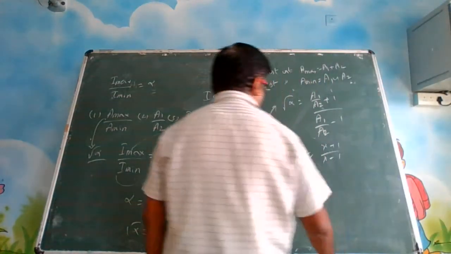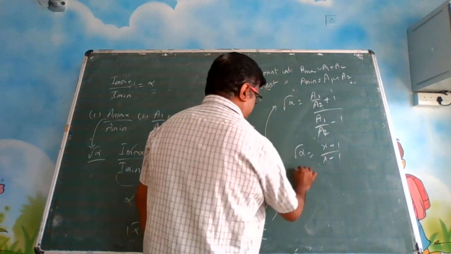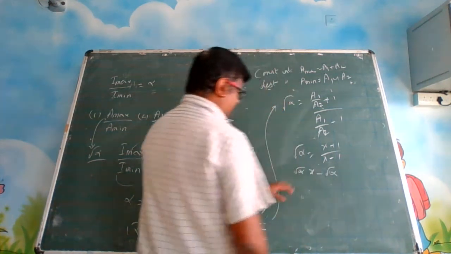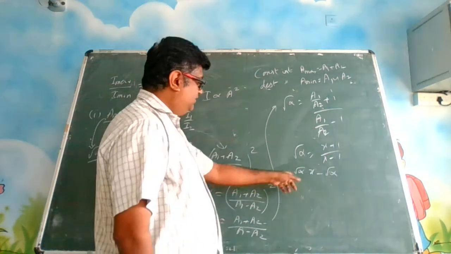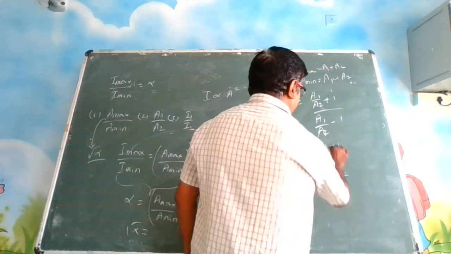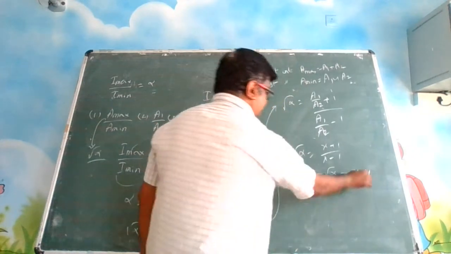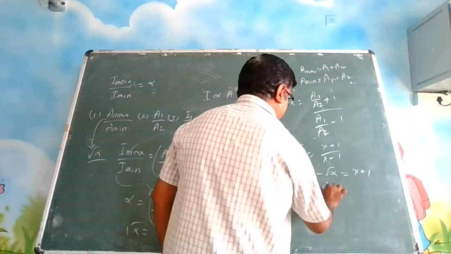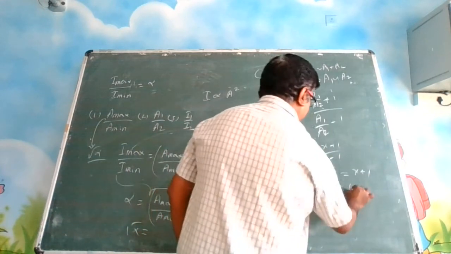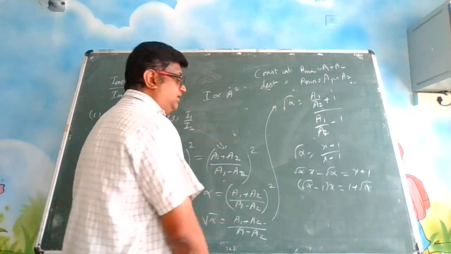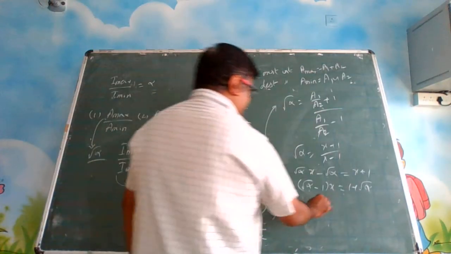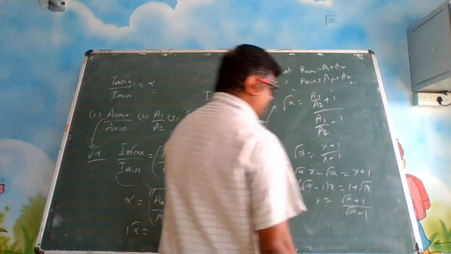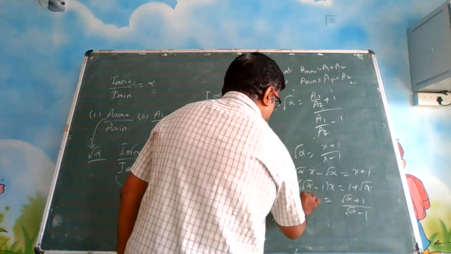Okay, how to find this now? So the simple method: root alpha into x minus 1 is equal to x plus 1. Because x is the unknown, take x this side, it becomes root alpha minus 1 into x. Take root alpha that side, it is 1 plus root alpha. Now we want x, so x is equal to root alpha plus 1 by root alpha minus 1. So this is what your A1 by A2 is.